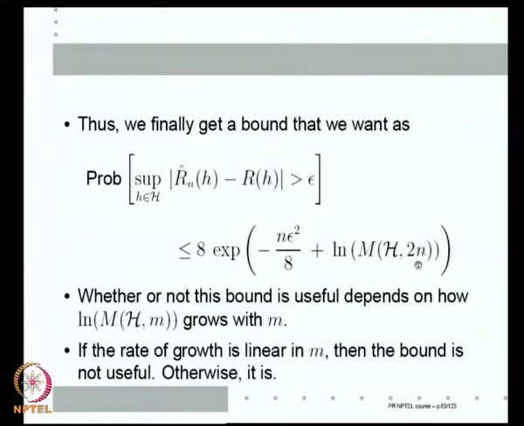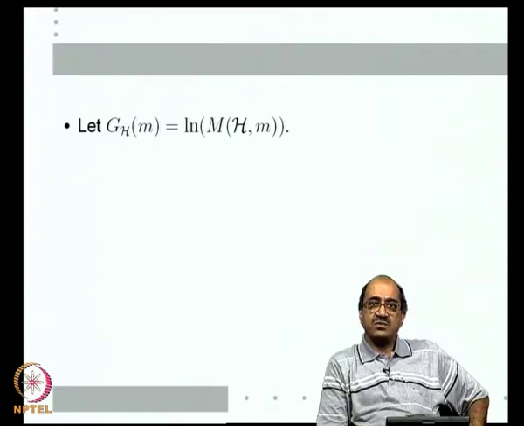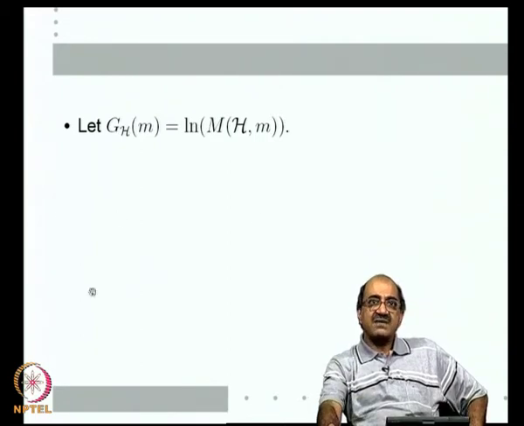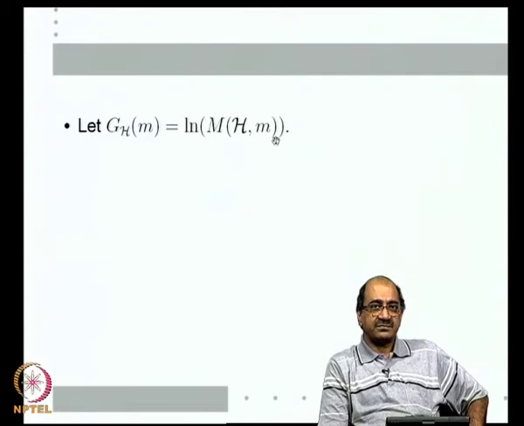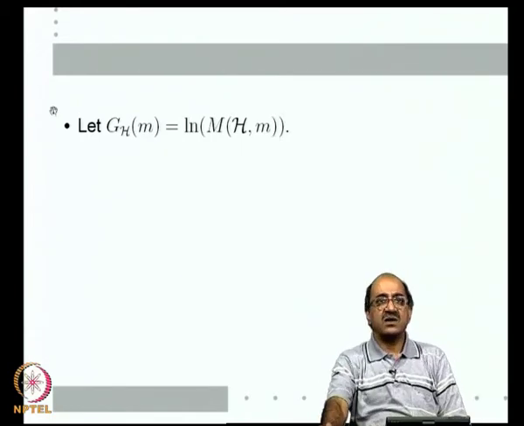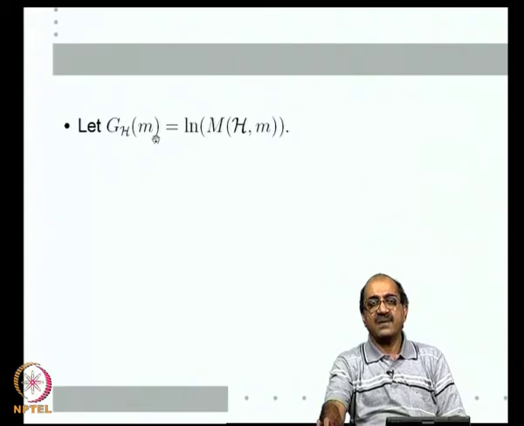Okay. So, everything now hinges on how this function grows with n. Here is another great result which unfortunately we will not be able to prove. Let us give a name for this thing. Let us call g h of m this logarithm of the number of distinguishable functions from h over all possible m samples. Let us call that g h of m. It only depends on h and m, so I put h as subscript and m as the main argument.